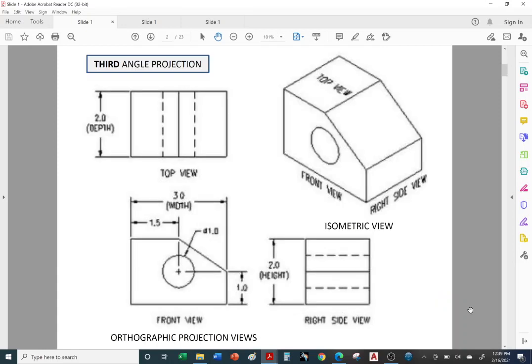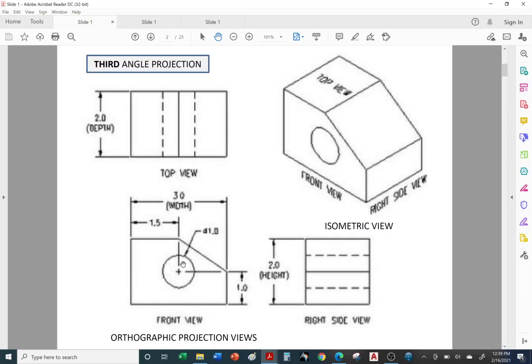Okay, so what is an isometric view? Here on the upper right corner, we have an isometric view. Think of it as a bird's eye view, but again, don't call that at work or in front of your boss. This is an isometric view.